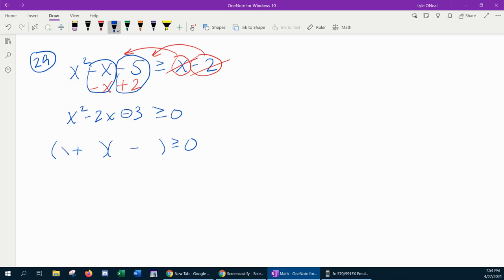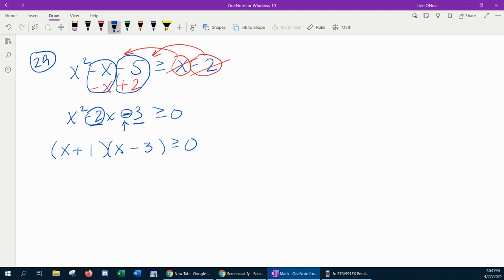Last, we fill in the blanks, x and x to make x squared. And I need numbers that multiply to make 3, that subtract and make negative 2. And that is going to be 3 and 1. Notice the 3 goes with the minus because I do need minus 2. 1 minus 3 is minus 2. Negative 3 times 1 makes negative 3. So that is factored correctly.